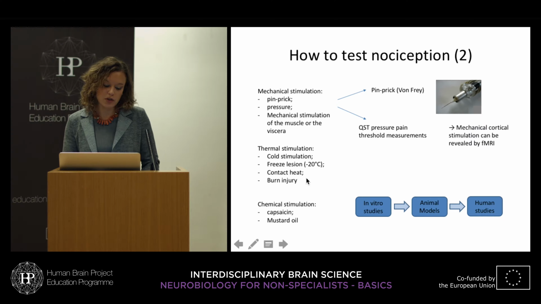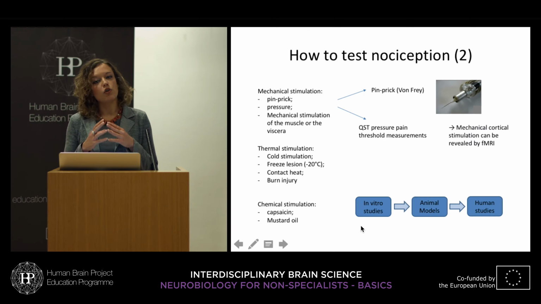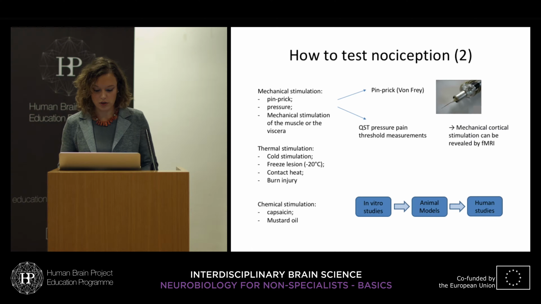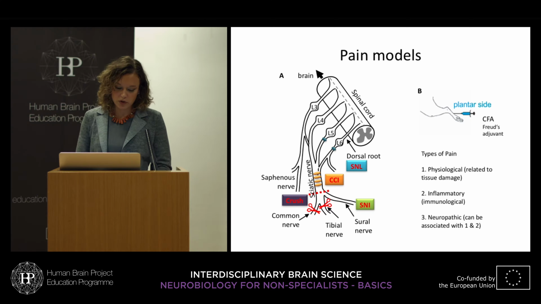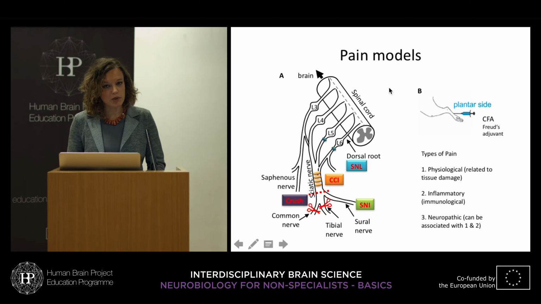Other types of stimulation include thermal stimulation, for example here, as you can see, and chemical stimulation with compounds like capsaicin, the compound of hot chili peppers, or mustard oil. So these studies in vitro and then on animal models, which I will show you in the next slide, are important as a translational bridge for human studies. As I told you, there are different pain models that resemble the type of pain.